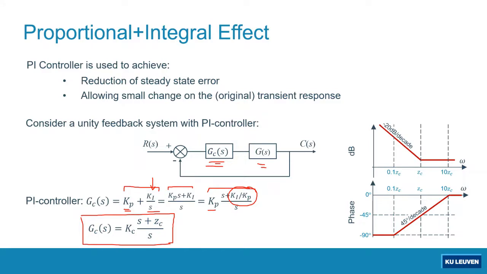If we take a look a bit further at the equation of the PI controller, you can easily see that the dynamics of this controller will have 1 finite zero at negative Zc, and we also have 1 pole at the origin, right? So we have 1 pole at 0 and 1 finite zero at negative Zc.